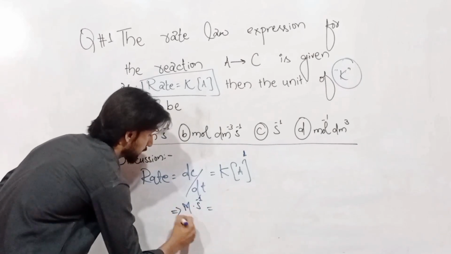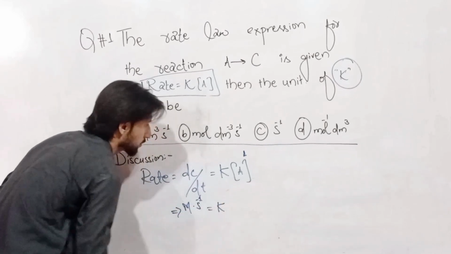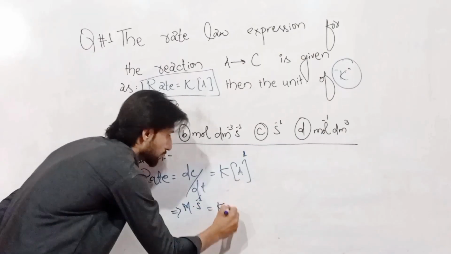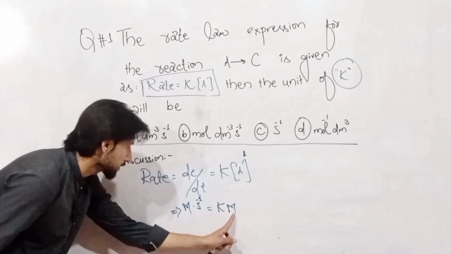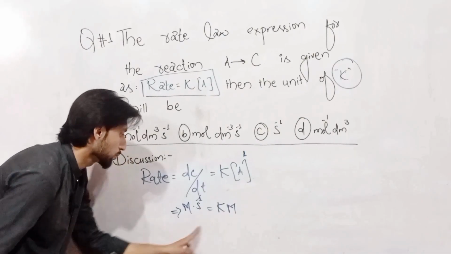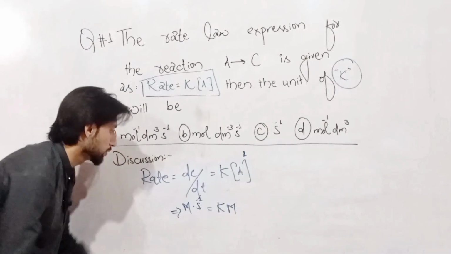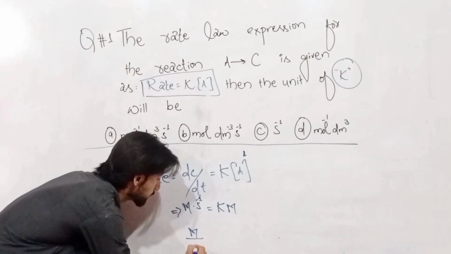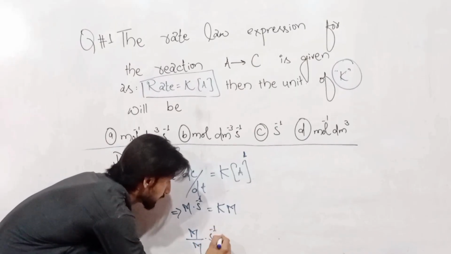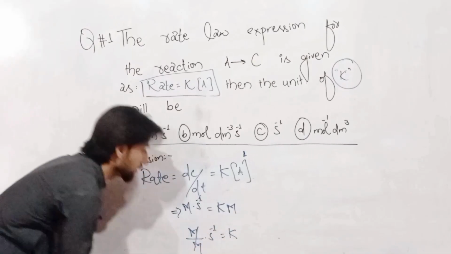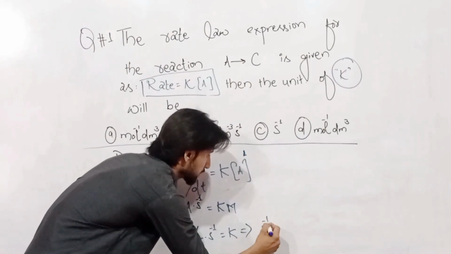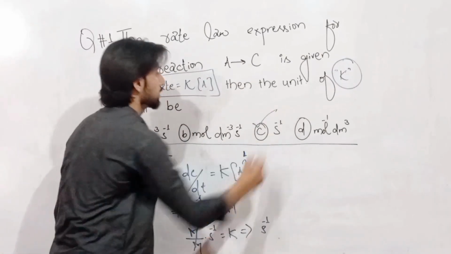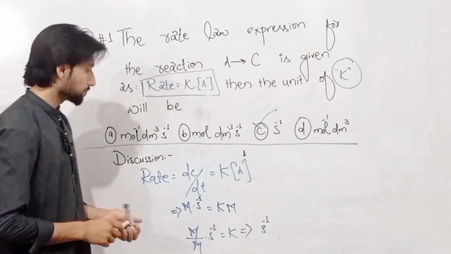Here on that side we have K, we have to find the unit of it. The unit of concentration is molarity. So if molarity comes from that side to this side, it becomes molarity inverse or comes in the division. So molarity over molarity per second becomes K. Molarity over molarity cancels out. So the unit of K becomes per second. So option C is the correct answer.